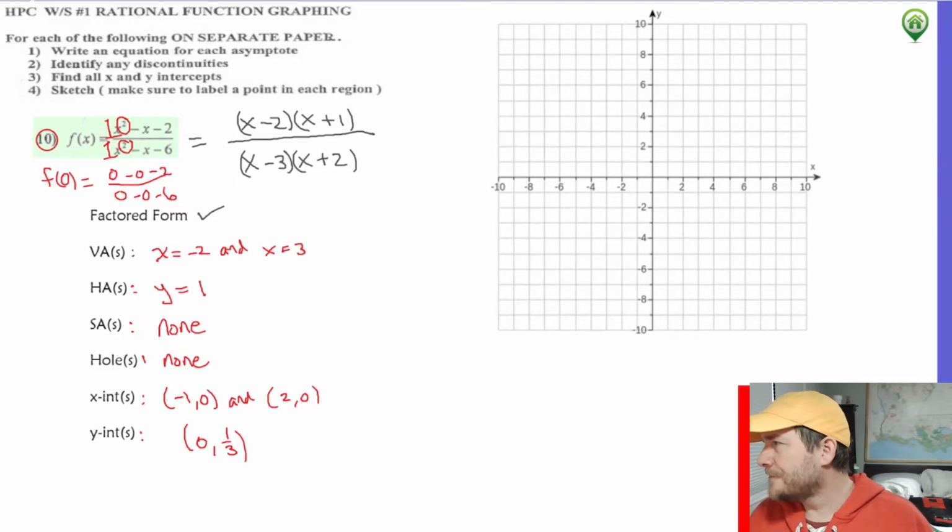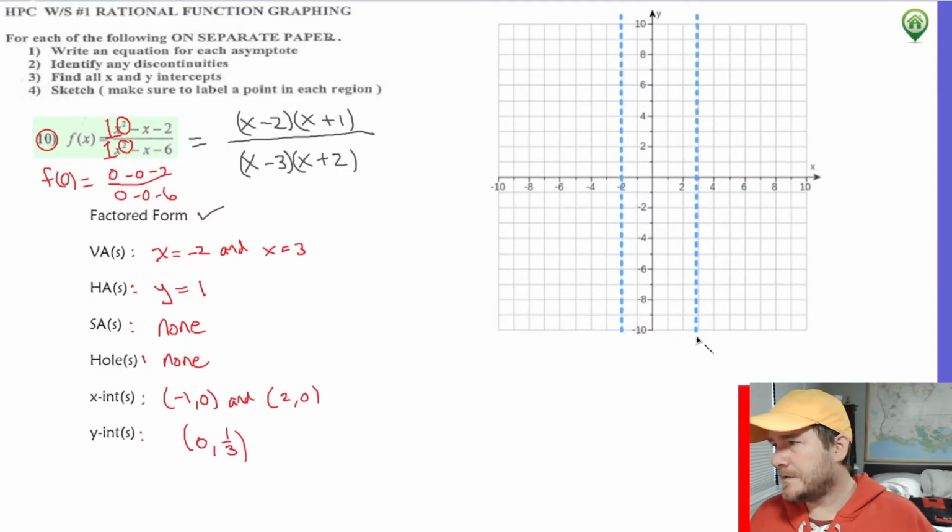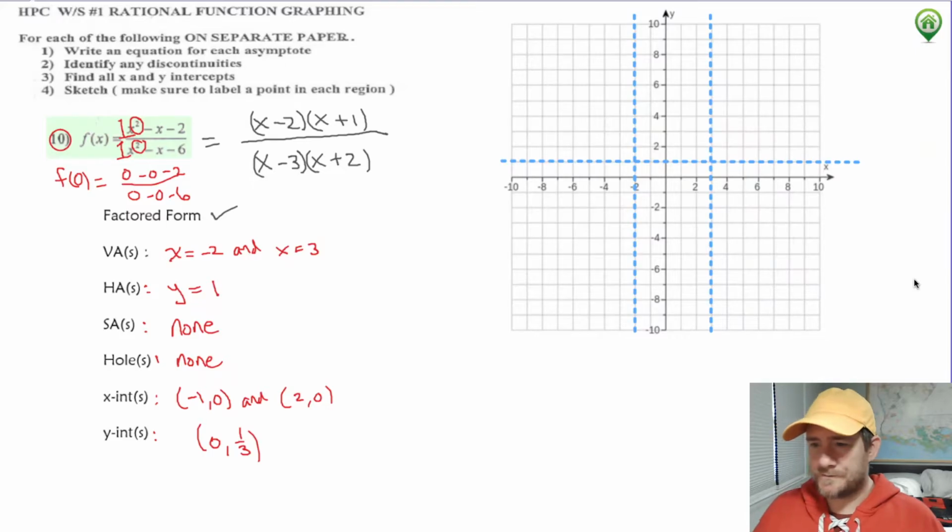Which means I should now be able to sketch this graph quickly. Why don't I just use my dotted line tool to put a vertical asymptote at -2, and one at 3, and our horizontal asymptote at 1. So there's everything all cordoned off. My x-intercepts come in very handy as test points, so let's plot them. -1, 0 tells me that I must be below this asymptote. 2, 0 tells me that I'm still below this asymptote.